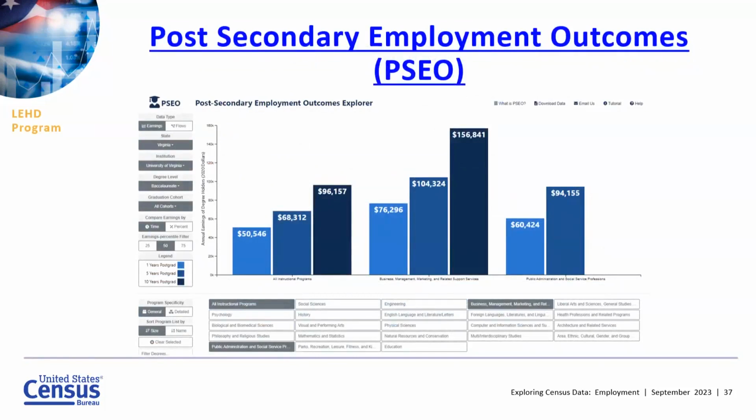Okay, and finally, the post-secondary employment outcomes. This one we have, we can see right now that even though we don't know what the public sector looks like, it has potential employment in public administration and their earnings. So here we can see public administration 1 and 5 years after graduation earnings compared to all instructional programs and business management, marketing, and related services.